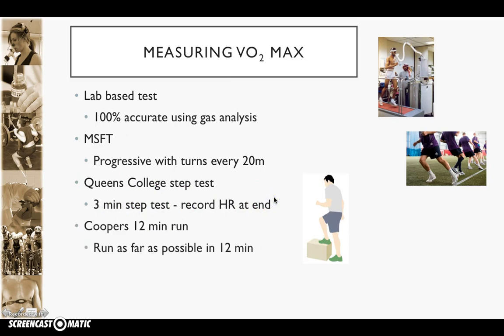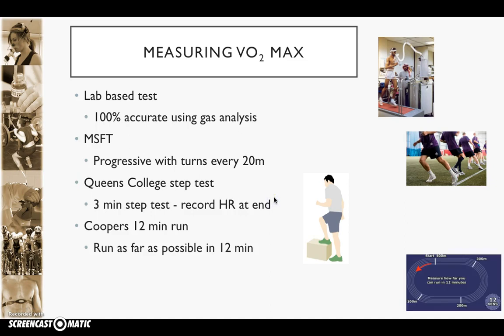Finally, Cooper 12-minute run. You run as far as possible in 12 minutes, usually done around a 400-meter athletics track. Advantages, large groups can perform these tests at the same time, and it's simple and cheap to set up. Disadvantages, it's a prediction of VO2 max, not an actual measurement, and the elderly cannot take part in this type of test.